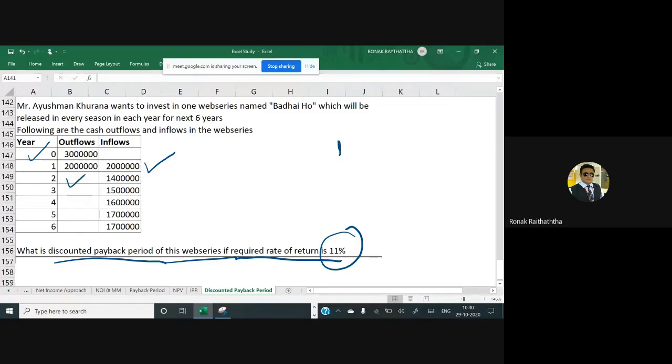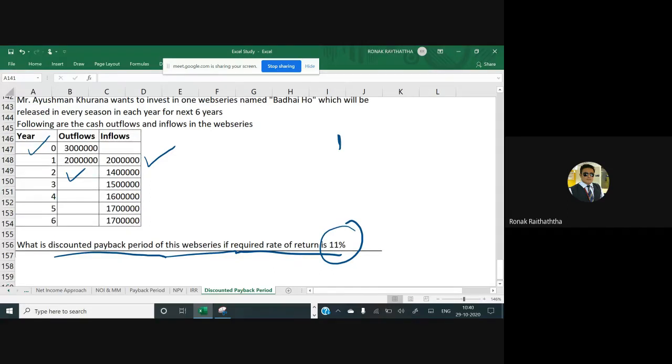But, sir, that would be a layman kind of exercise. If you have good knowledge of finance, a little understanding of how money works, if you are aware that money loses its value over a period of time, then you would straight away say that you should consider the present value of inflows and outflows rather than the cash outflows and inflows as they are. So that's why we would find the present value of inflows and outflows.